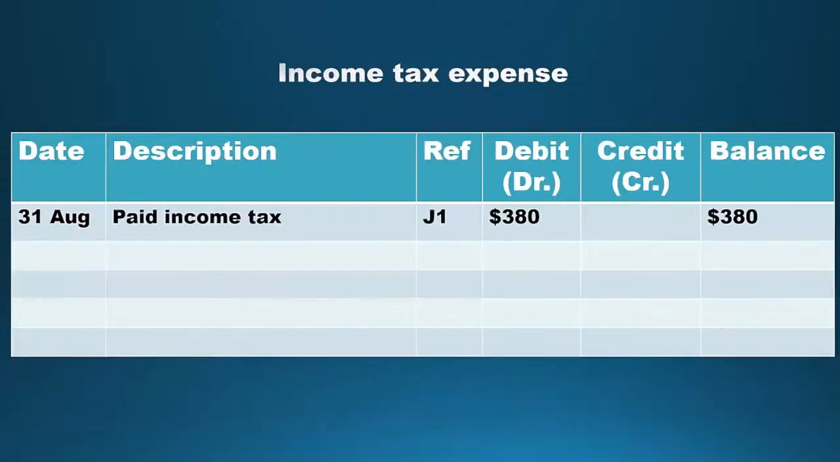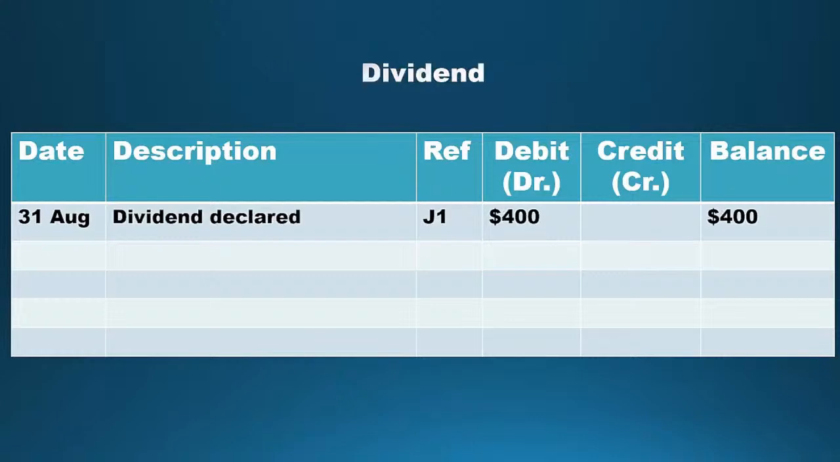Posting to the ledgers. Income tax expense ledger. 1. Date. Write the date. August 31. 2. Narrative. Add the narrative. Paid income taxes for the month. 3. Reference. Include the journal reference J1. 4. Amount. Enter $380 in the debit column. We debit income tax expense because it's a cost incurred and expenses increase on the debit side.